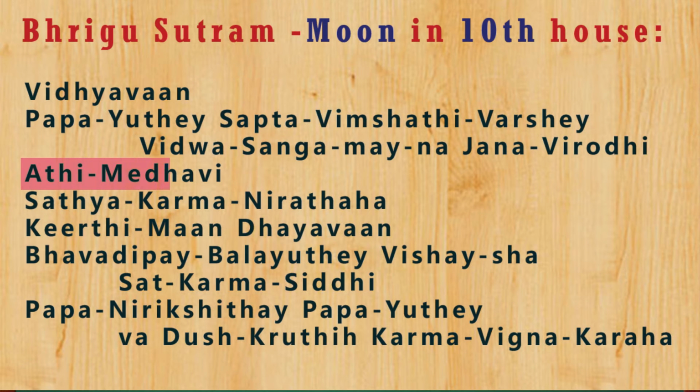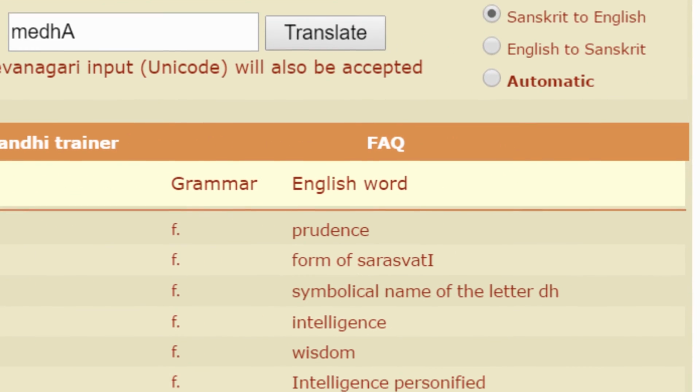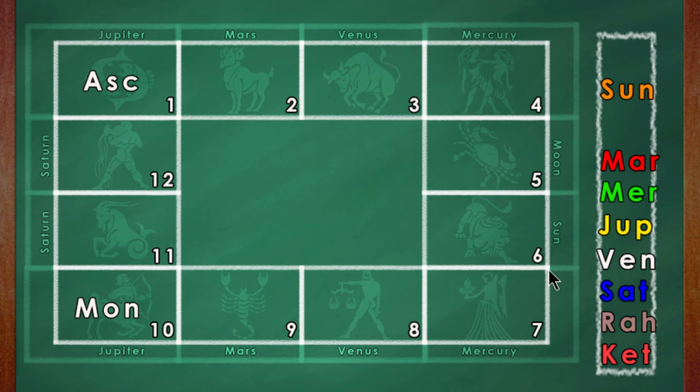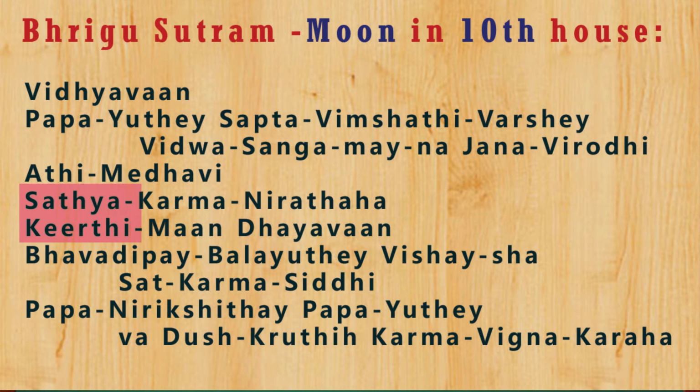Ati means more or extraordinary. Medhavi means wise, a man of wisdom, intelligent, and scholar. Dr G S Kapoor translates this as he will be brilliant. The next word is Sathya-Karma-Nirathaha. Keerthi-Maan, Vidhyavaan. The person will do pious deeds, good deeds that will benefit the people at large, will be famous and kind-hearted, generous in giving.